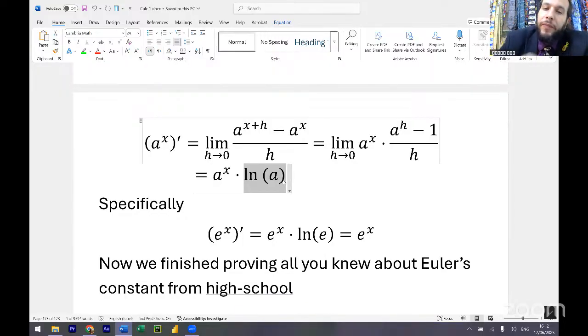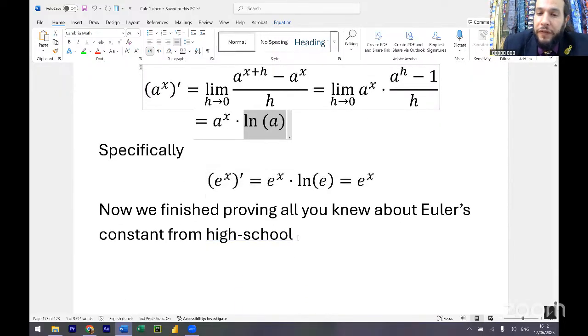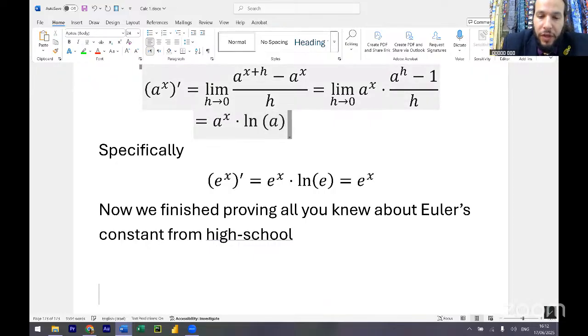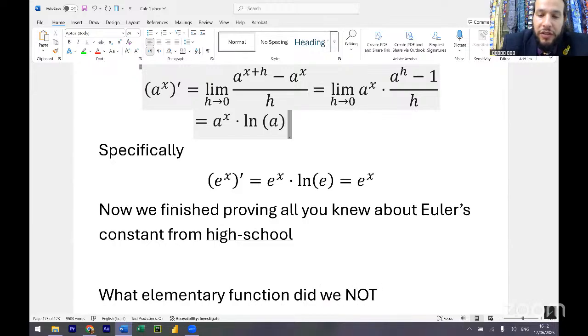What elementary functions did we not derive yet?